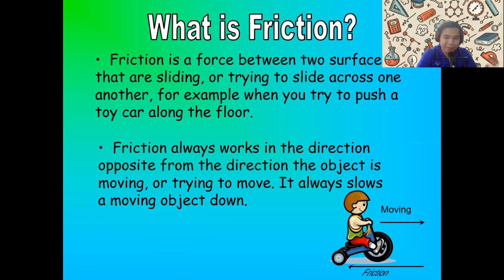Like for example, this kid is trying his best to ride his tricycle. A tricycle is like a bicycle with three wheels. So he's trying to move his tricycle forward, but the friction is also trying to bring his tricycle to a stop. It's trying to make the tricycle stop. So let's continue.